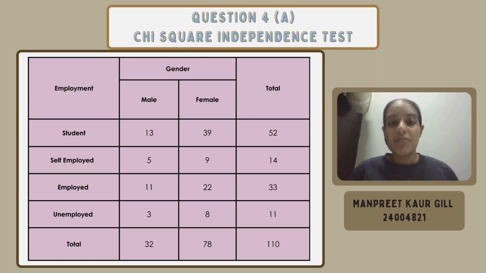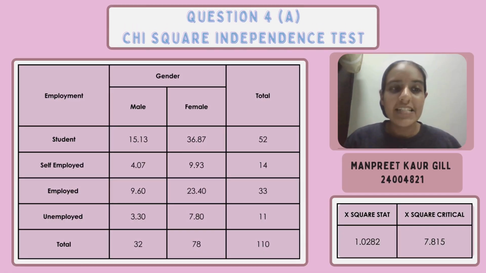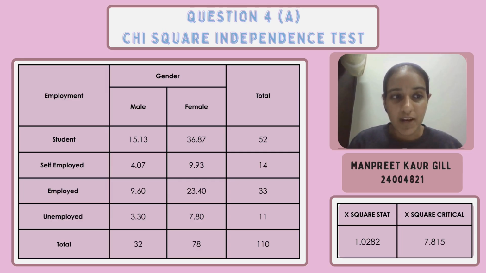This table shows the frequency observed among all four types of employment and two types of gender, which are male and female. This second table shows the frequency expected among all four types of employment and two types of gender. The chi-squared test statistic calculated using both tables is 1.0282, and the chi-squared critical value at alpha 0.05 and degrees of freedom 3 is 7.815.